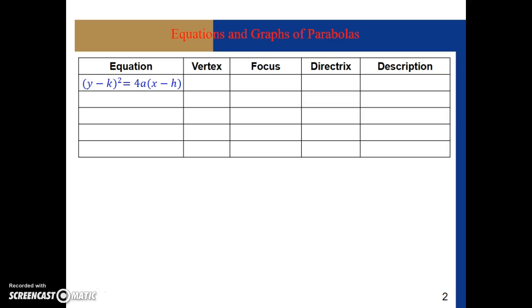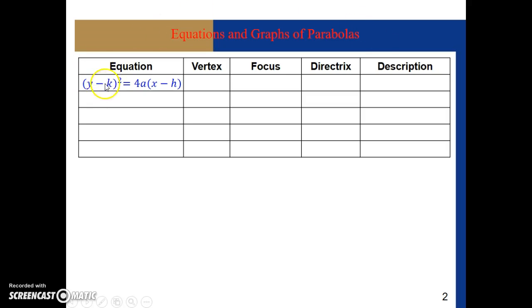So here are a couple of equations and vertices and focus points for different types of parabolas. According to the form of the equation, we can get the information we need from it to talk about the vertex point, the focus point, the directrix line, and the line of symmetry. So let's take a look at this.